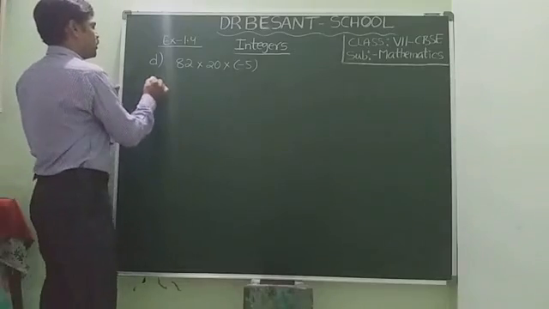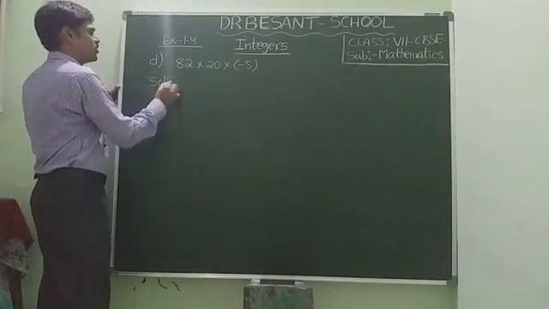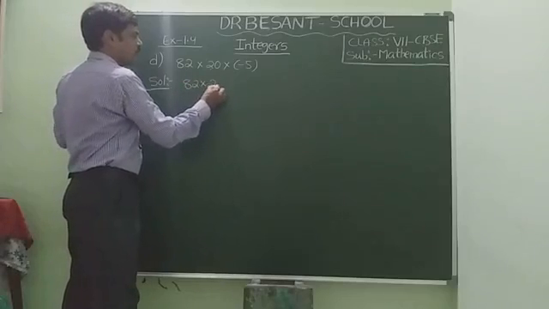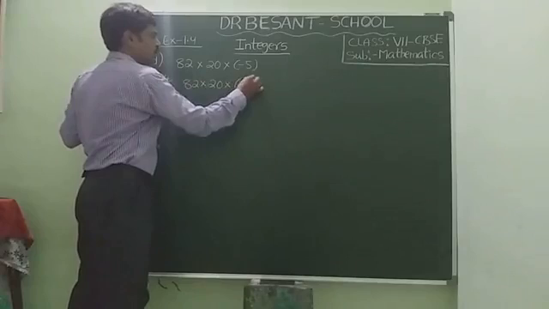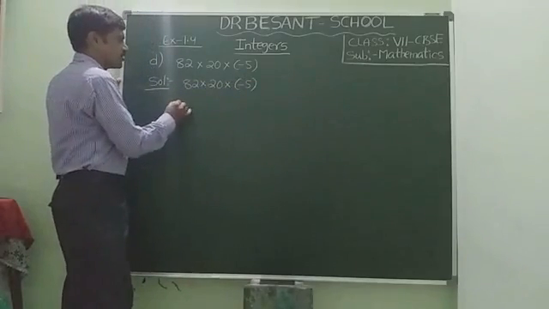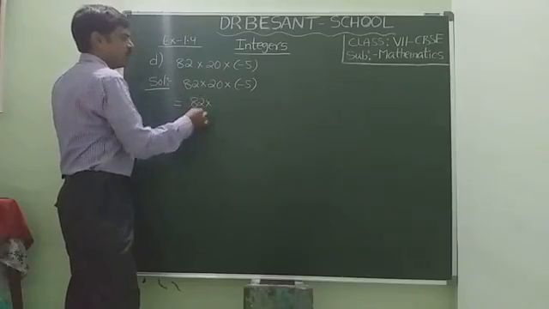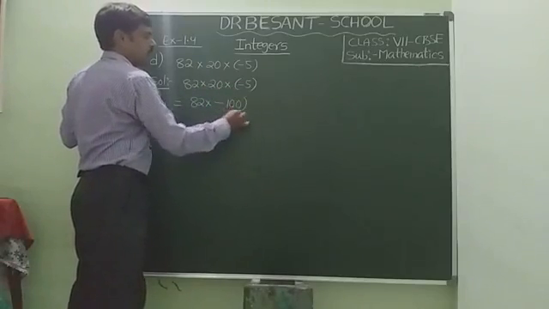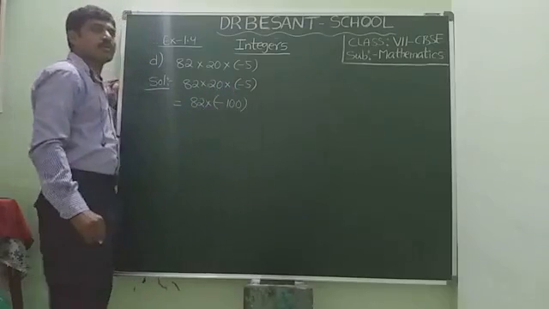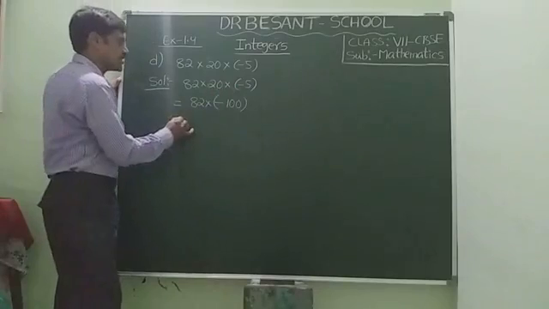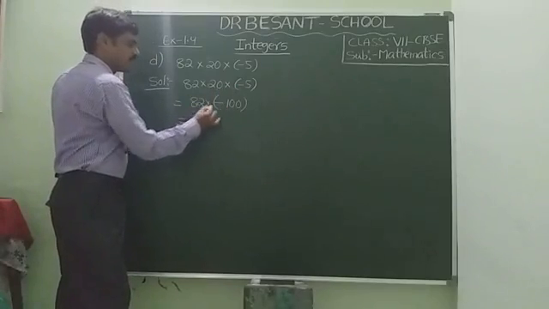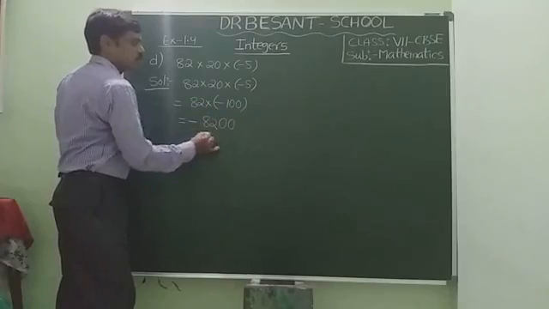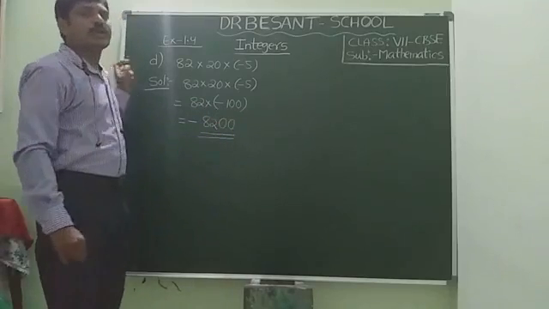Now the solution. Generally we have to write the question first: 82 into 20 into minus 5. So that is equal to 82 into, we know that 20 into 5 is 100, so plus into minus is minus 100. So we got 20 into minus 5 is equal to minus 100. So that is equal to 82 into minus 100, that is 82 and how many zeros? 2 zeros. So we got the result minus 8200.